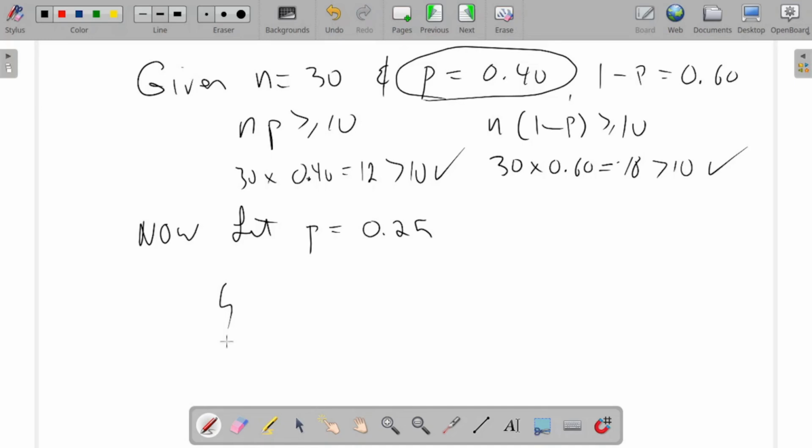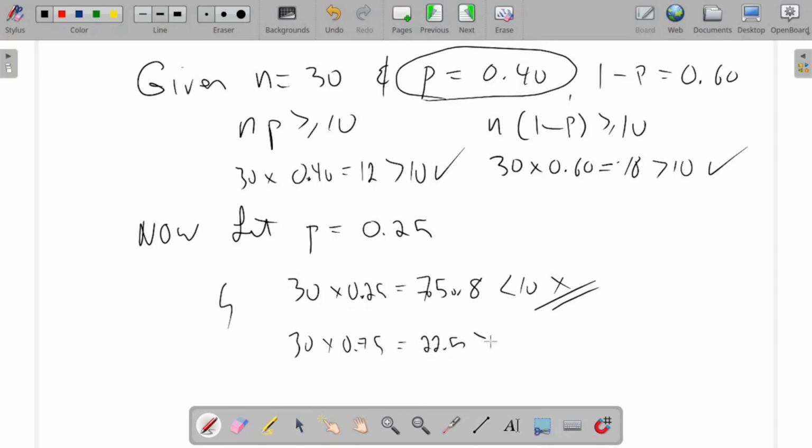No matter. So n is 30, and we're going to multiply that by 0.25. Well, that's certainly not equal to that, not by a long shot. That's equal to 7.5, or even if we rounded that up to 8. And this is less than 10, so we're stuck. That's not big enough. So even if we were to check the other computation where we'd have 30 times 0.75, this would be equal to 22.5. This one's bigger than 10, but the problem is this one. They both have to be bigger than 10.